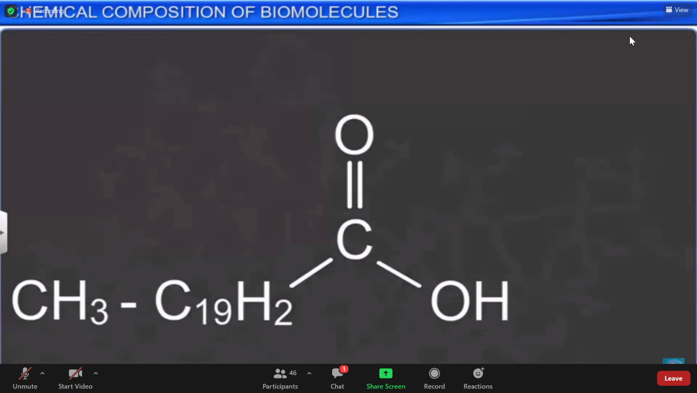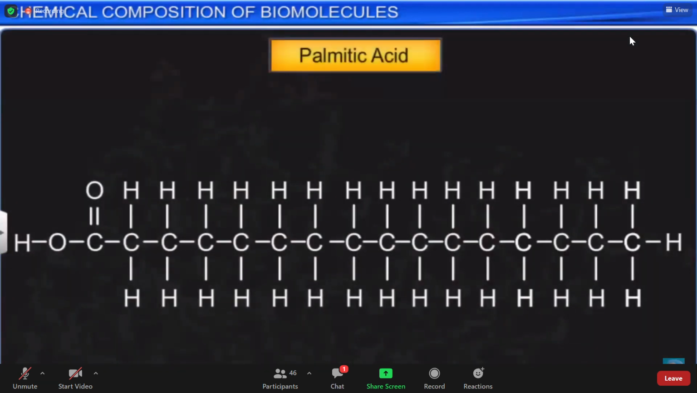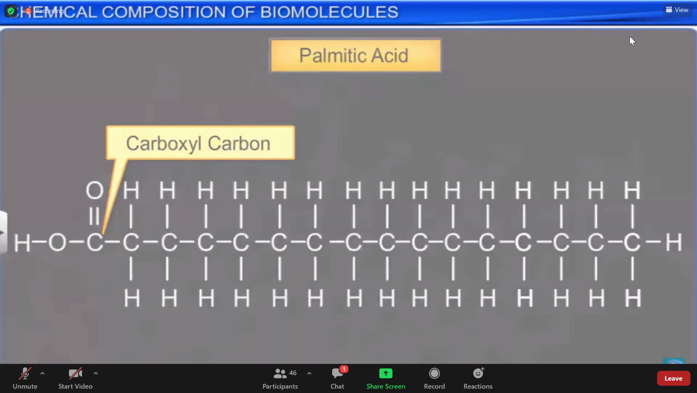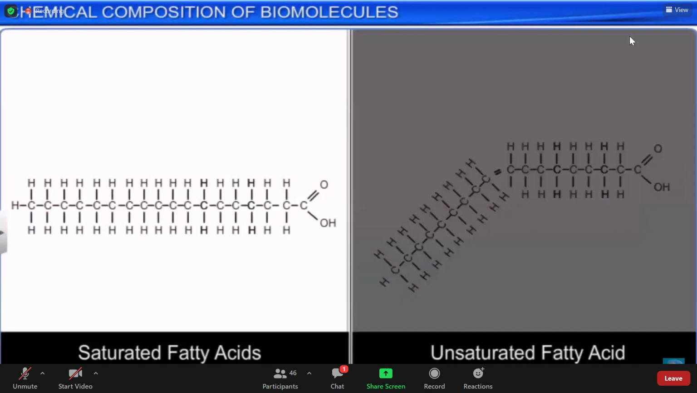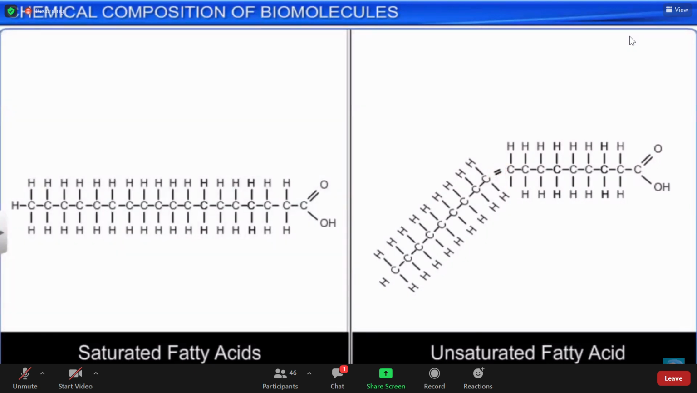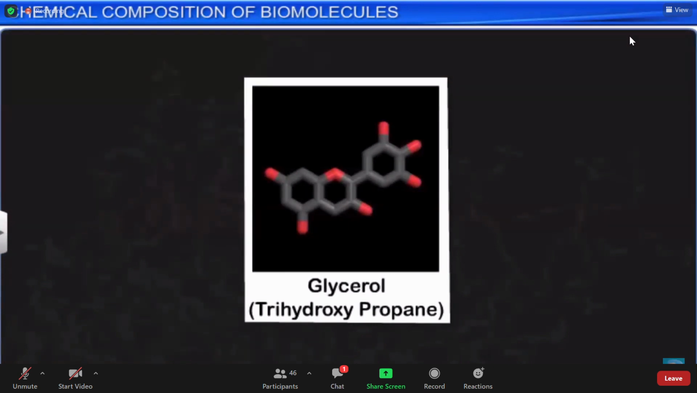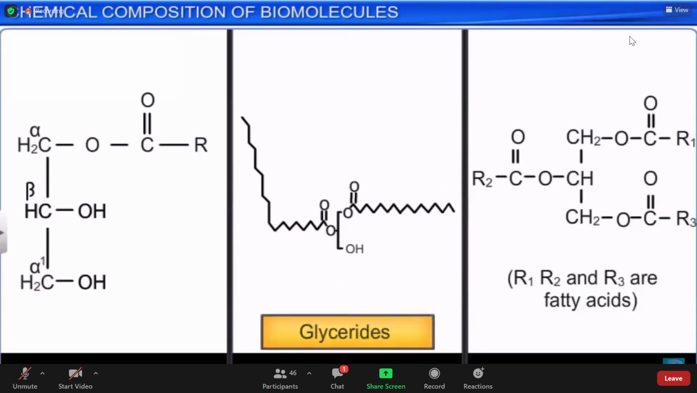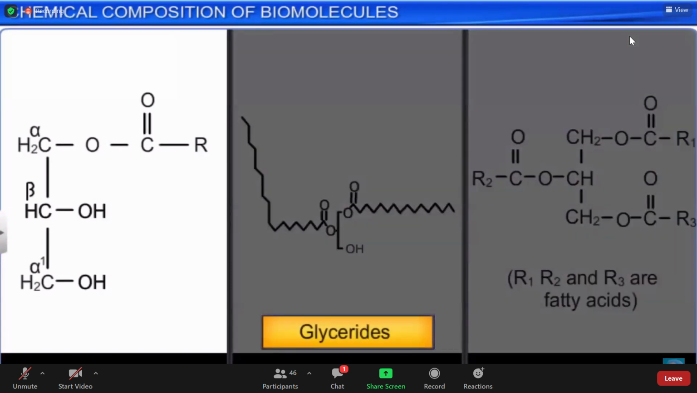For example, palmitic acid has 16 carbons, including a carboxyl carbon. Fatty acids can be saturated, or without a double bond. They can be unsaturated, or with one or more C=C double bonds. Glycerol or trihydroxypropane is a simple lipid. When fatty acids combine with glycerol, they form esters, also known as glycerides. Glycerides can be monoglycerides, diglycerides, and triglycerides.